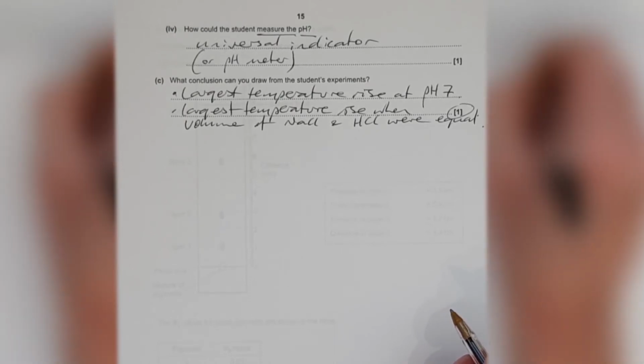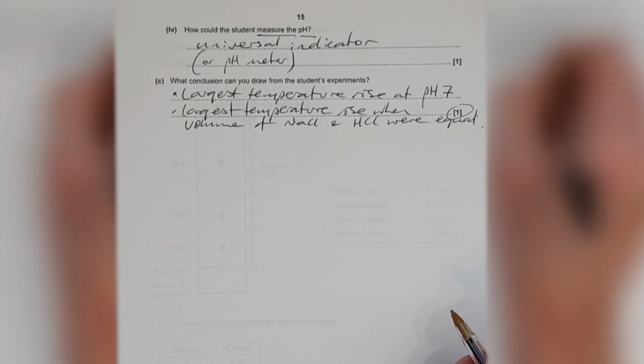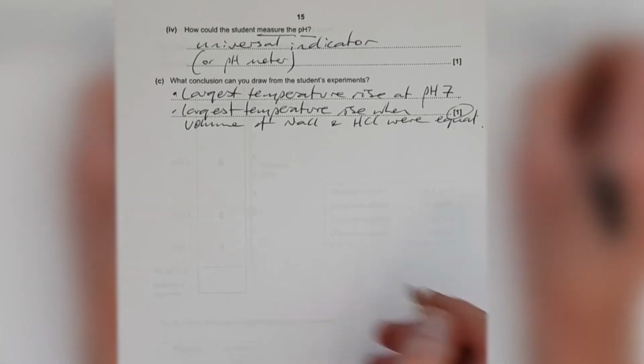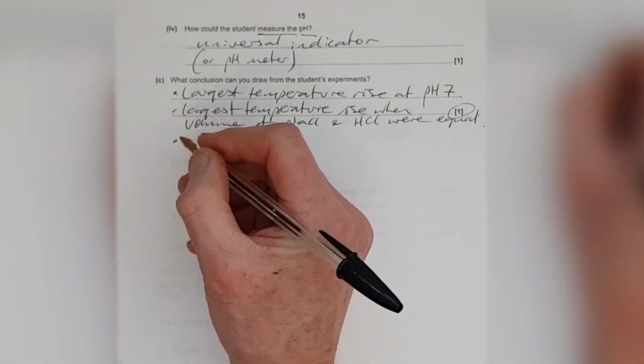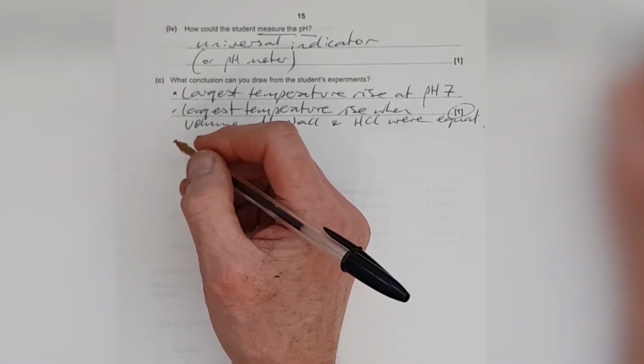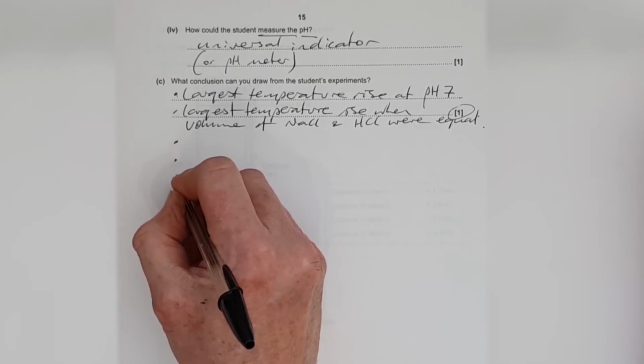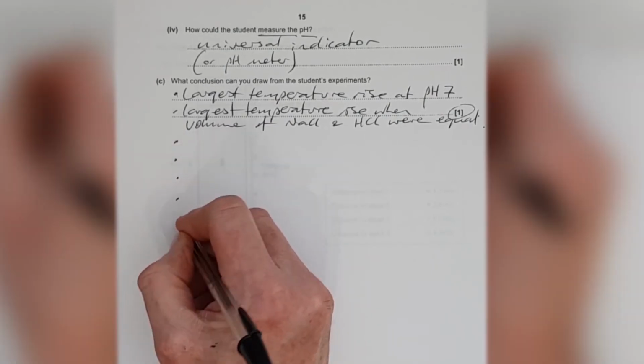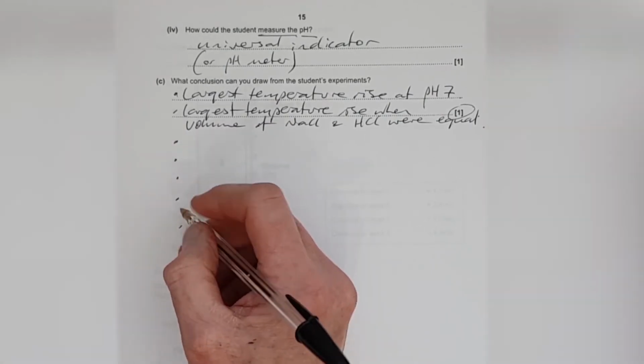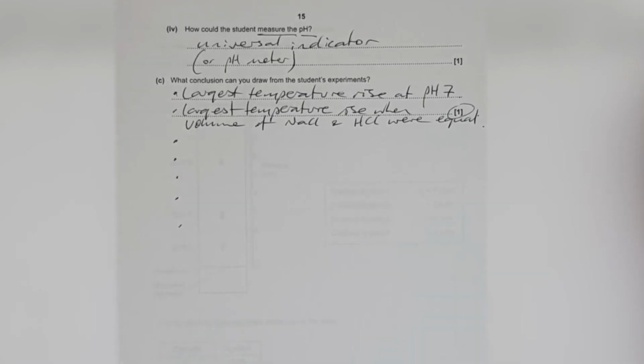Similarly, you could also say that you got the largest temperature rise when the same amounts or the same volume of hydrochloric acid and sodium hydroxide were used. You could have said the final solution is neutral when the volume of acid and sodium hydroxide were equal. So when you put the same amounts of both in, you ended up with a neutral solution. That's another conclusion you could have drawn from the data.